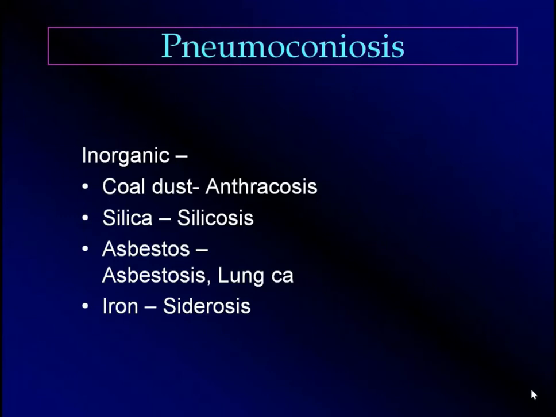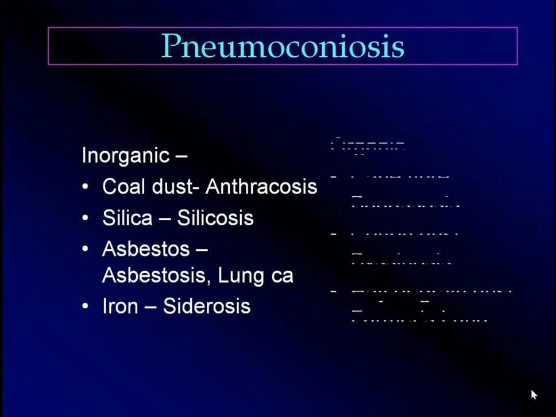Coal dust causes a disease called anthracosis. Anthracosis is most common in coal mines; the people working in coal mines develop anthracosis because of coal dust. Next is silica. People exposed to silicon dioxide dust develop silicosis. Next, asbestos dust can cause asbestosis, and it can also cause carcinoma of the lung. Next, iron causes siderosis. These are the various diseases caused by inorganic dust particles.